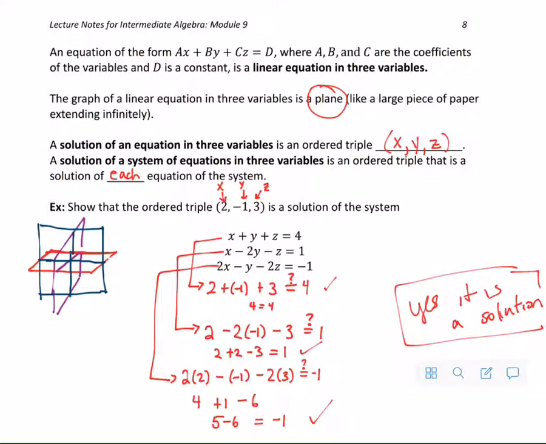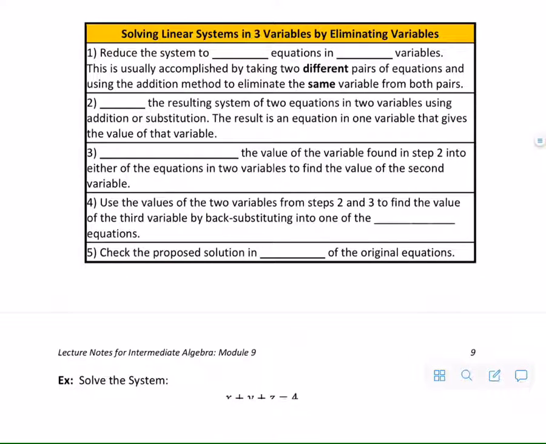Now I'm out of time, but the next obvious question is, instead of me giving you the solution to the system and you checking it, can I just give you a system and you find the solution? So we want to solve systems in 3 variables by eliminating the variables. We've got time to fill in the blanks, but we don't have time to do the example. So let's fill in these blanks, and next time we'll come in and do an example, okay? So basically the technique is to reduce the system to 2 equations with 2 variables. We turn a 3 by 3 into a 2 by 2.